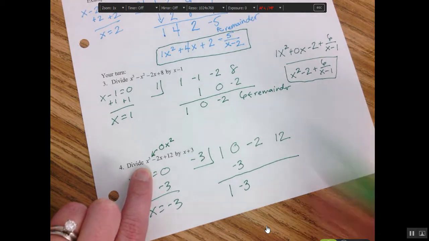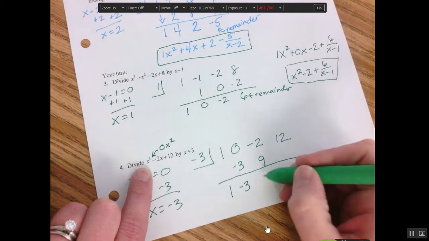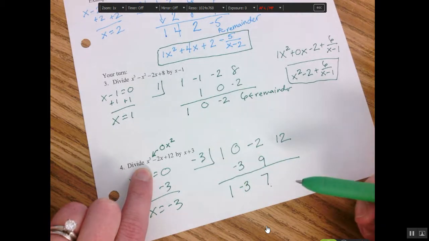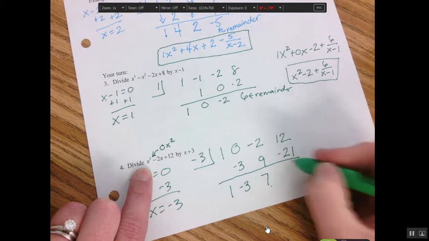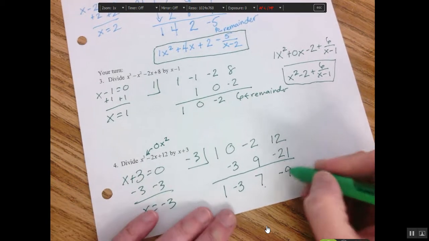9. Oh, 9 is next. That's right. We multiply, we get 9. And then we add. 7. And now we're going to multiply. What do we get? -21. Good. And lastly, add. -9? Okay. So this is my remainder.